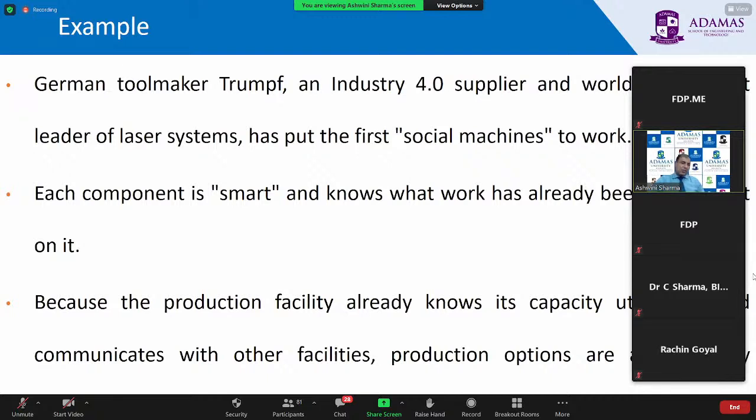Generally, it happens with high-end laptops where you can check the health of the system, right? Some of you might have done that. HP has done that. So it's not only the battery; it's all the components in the laptop. You can find out the health of them, and that's what a smart component means. Okay, so because the production facility already knows its capacity utilization and communicates with other facilities, production options are automatically optimized. Now this is the optimization part of it. It is reaching the best possible alternative or solution.